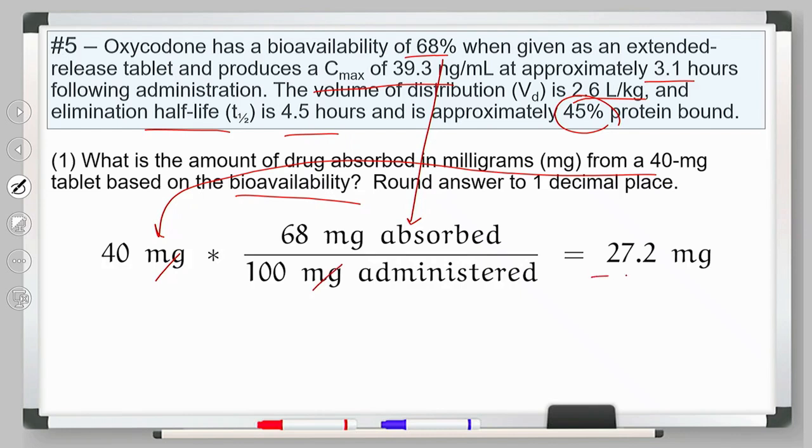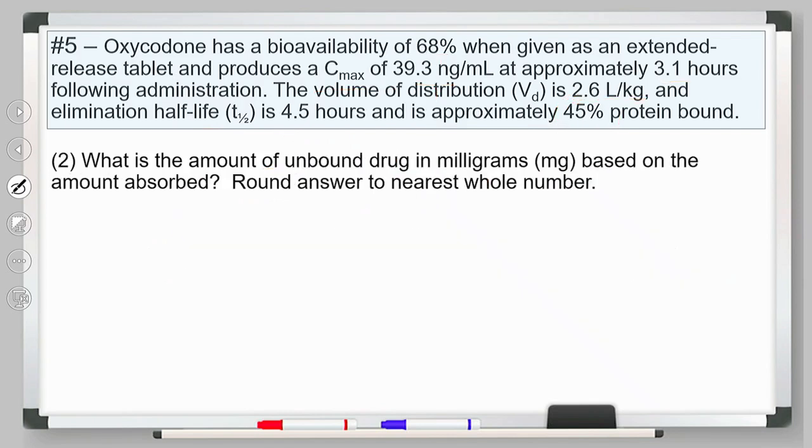That means you absorb 27.2 milligrams. I said that's the amount that gets into the blood. So far, so good. That's what we've talked about. What we haven't talked about is that not everything in the blood is available to go into the brain. For example, would you agree oxycodone has to go into the CNS to produce its effects? The problem is the drug, once it hits the blood, can get bound up by plasma proteins.